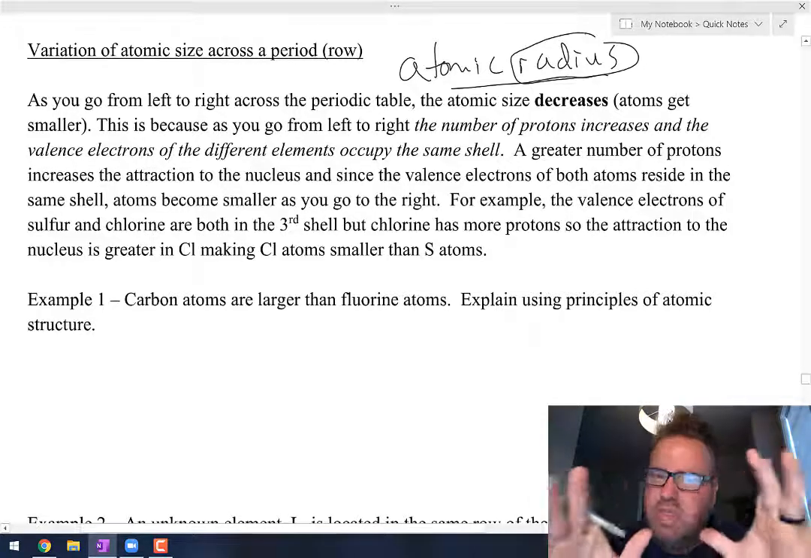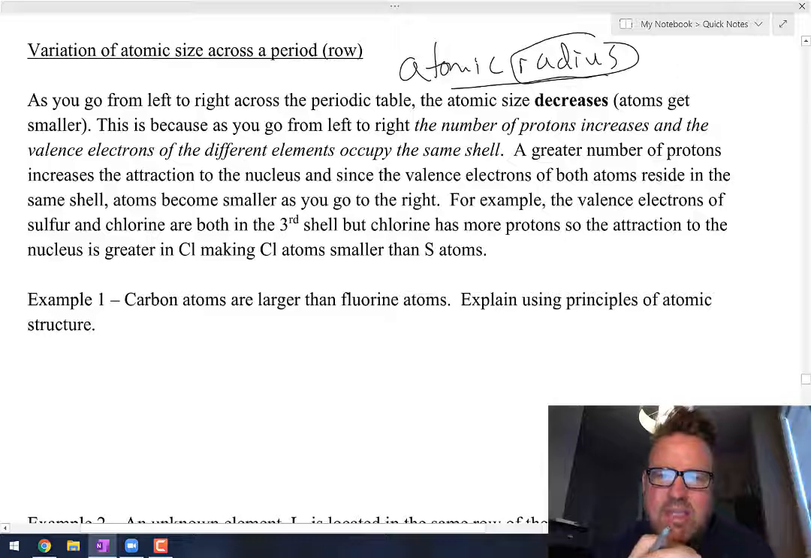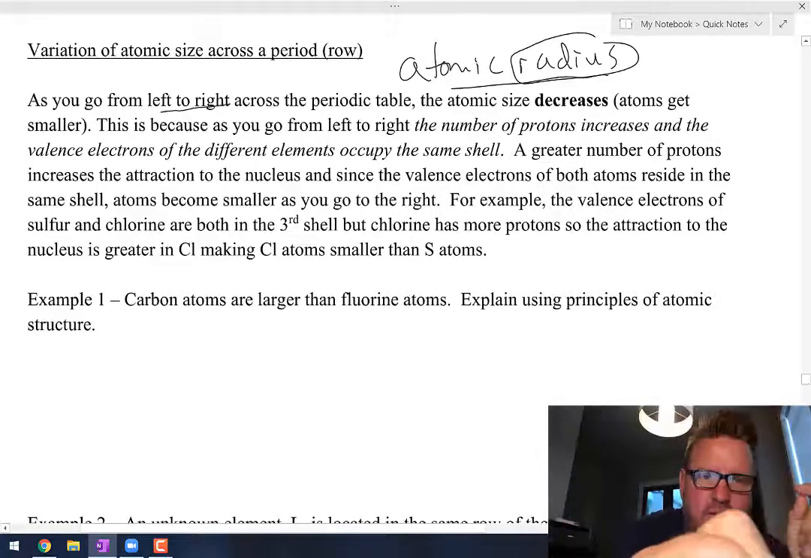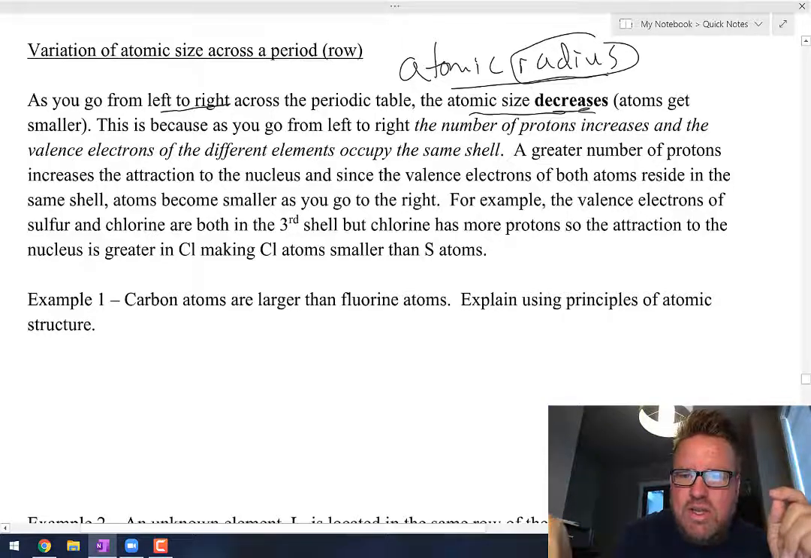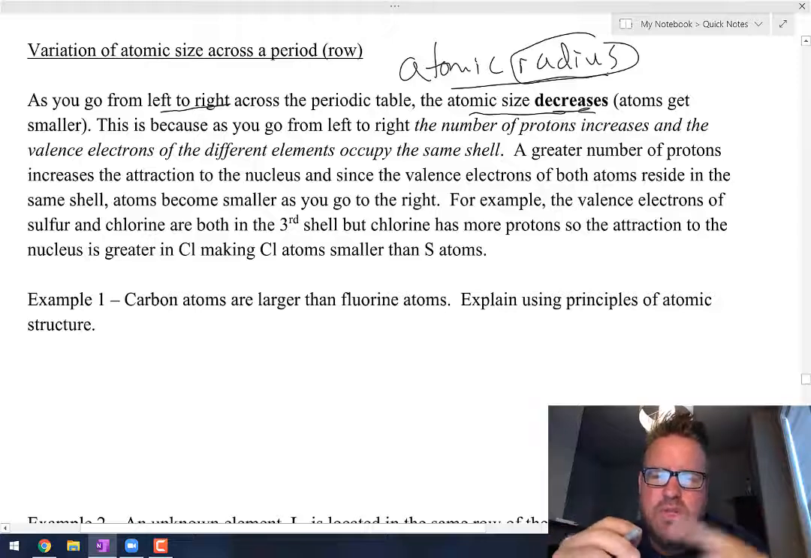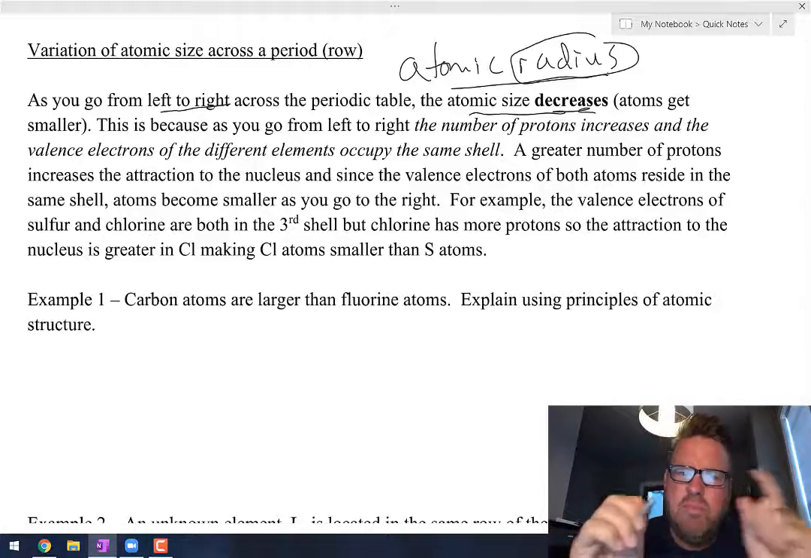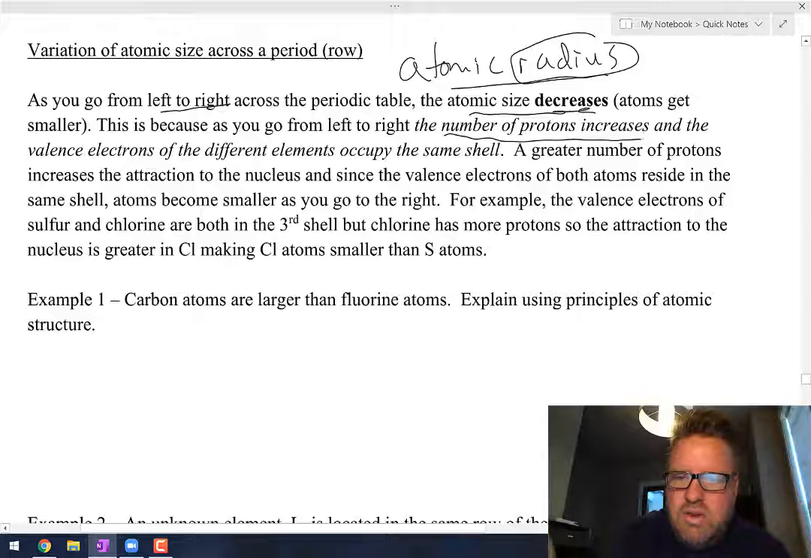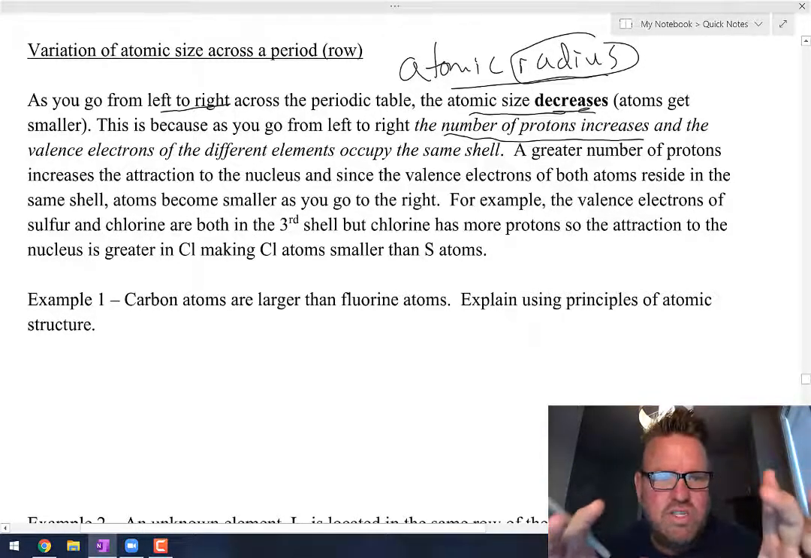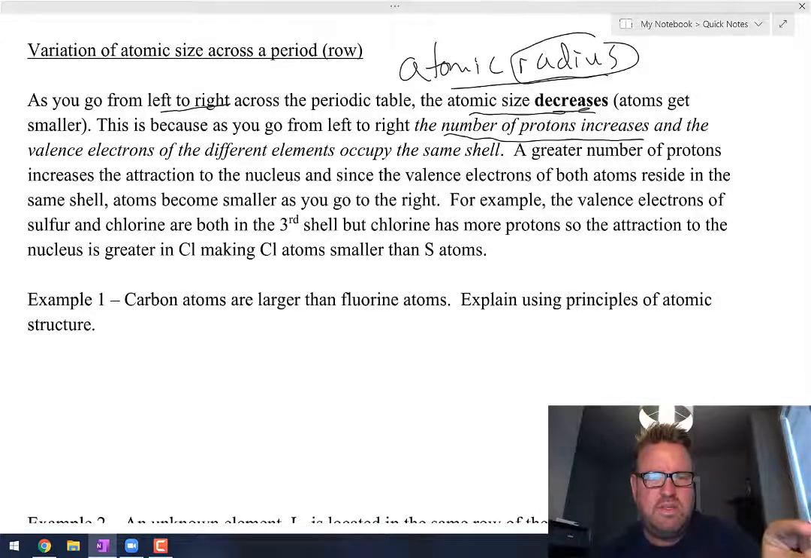Now, the reason is going to be exactly the same as ionization energy. As you go from left to right across the periodic table, atom size decreases, which means that atoms get smaller. You would think, well, the protons are going up and so are the electrons. But if you think about it, the number of protons increases. And again, just like ionization energy, those valence electrons that you're adding as you go across the periodic table are occupying the same shell. They're all in the second shell, or they're all in the third shell, etc.